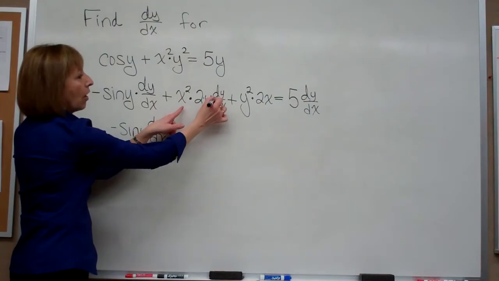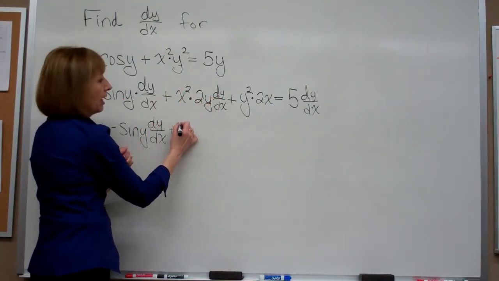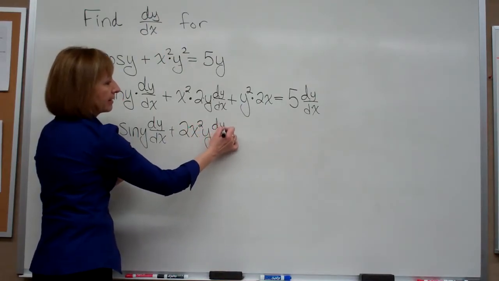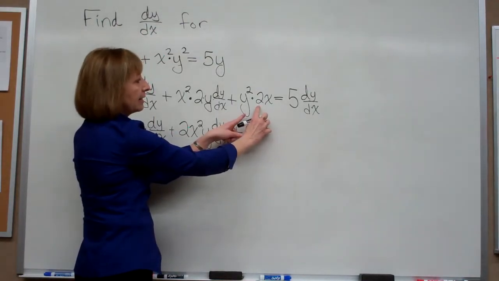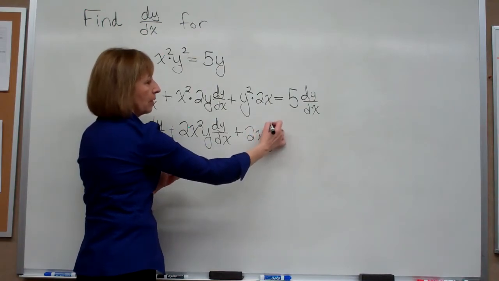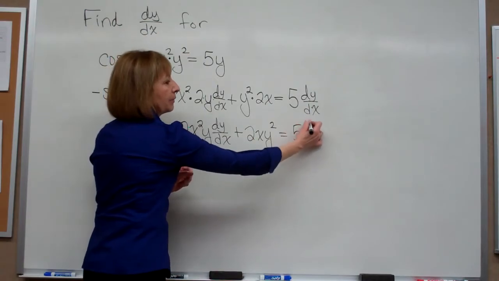plus, here it's all multiplication and multiplication is commutative, so I'm going to change the order and write this as 2x squared y dy/dx. And then plus, in this term we again want to rewrite it as 2xy squared. And then on my right-hand side I have 5 dy/dx.